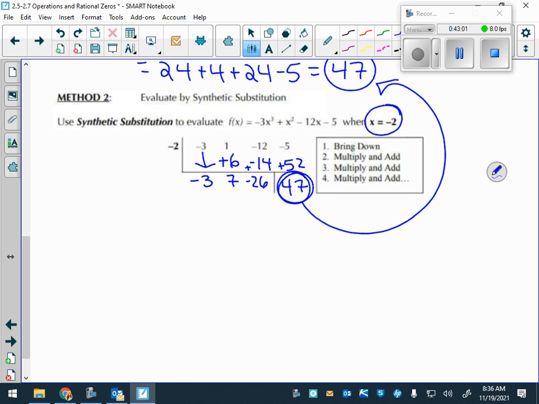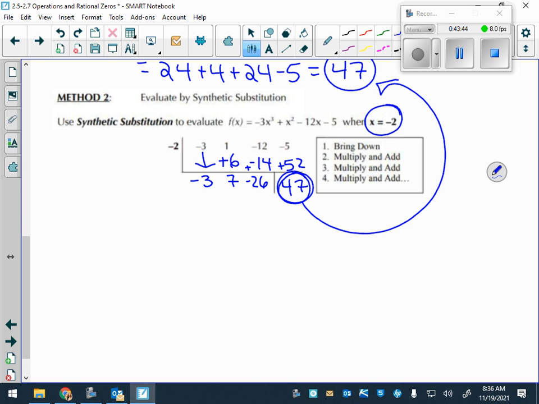Is that the same answer we got above? Correct. So you start with bringing down the first term. Then you multiply. Negative 3 times negative 2 is 6. You add. Once it crosses that line, you now multiply. 7 times negative 2 is negative 14. You add. Negative 26. Negative 26 times negative 2 is 52. You add. That last box is your answer. So you don't have to worry about the confusion of exponents, you just have to do synthetic substitution.